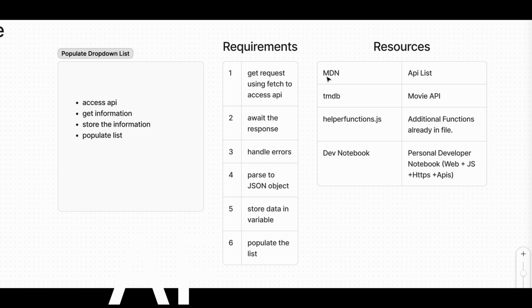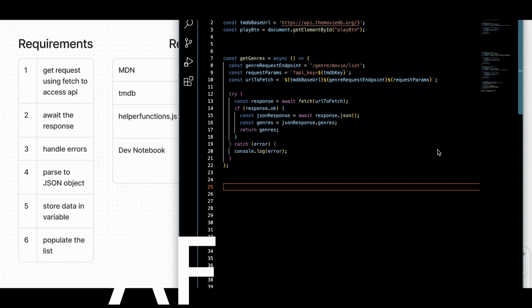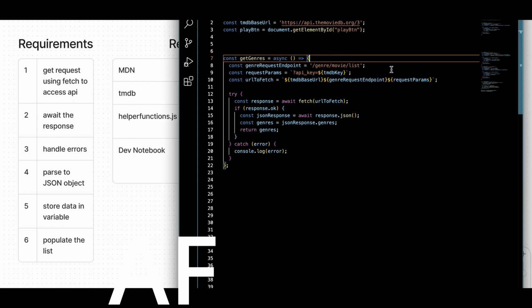So the resources for this are the MDN, which has a list of APIs, TMDB, which is the API I'm using, and some helper functions which were provided in my dev notebook with the applicable sections. This is my code minus the first constant, which is just the TMDB key.